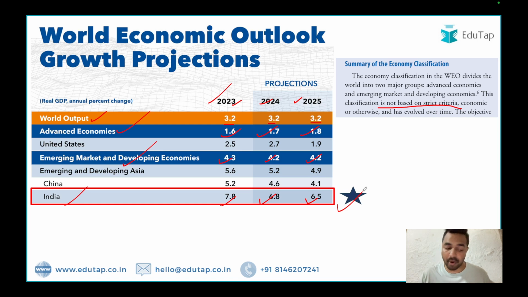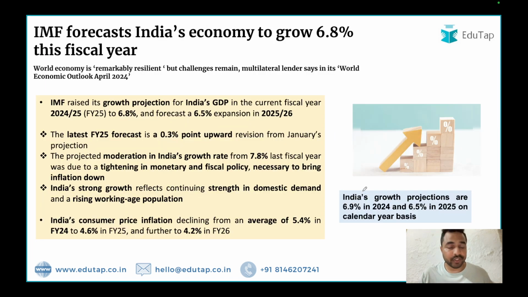Now there are some other points as well that we are required to cover from the exam point of view, and what exactly these are, let's move into, first of all, the key insights about India. From the headline itself, we can see that IMF forecasts India's economy to grow 6.8% this fiscal year. Basically, it is talking about the fiscal year 2025, that is 2024-2025. For this particular period, India's GDP is forecasted to grow at 6.8%.